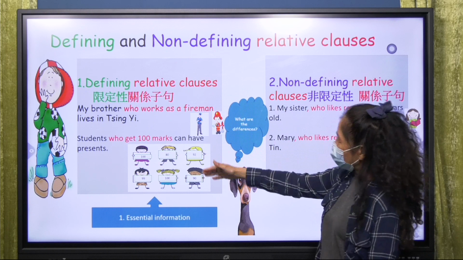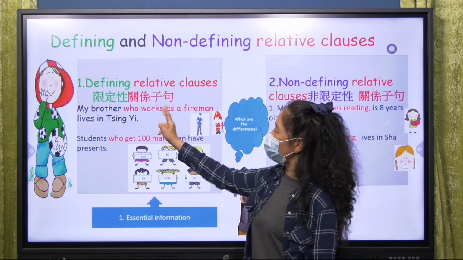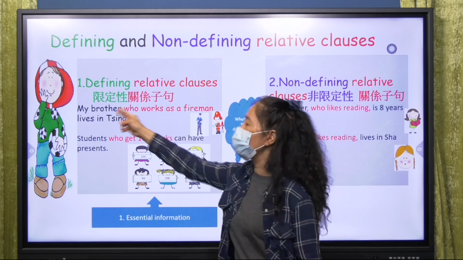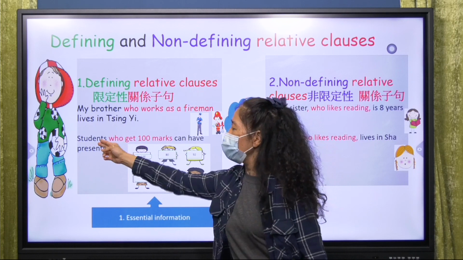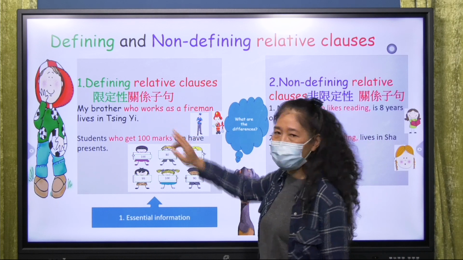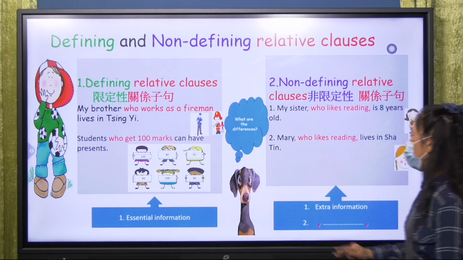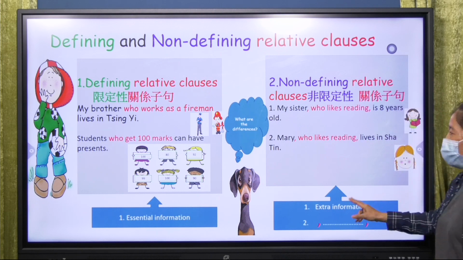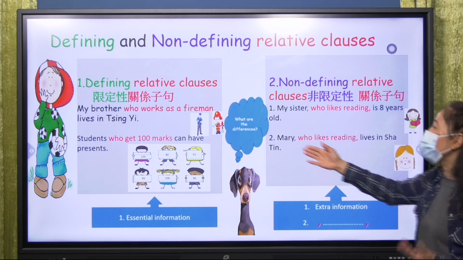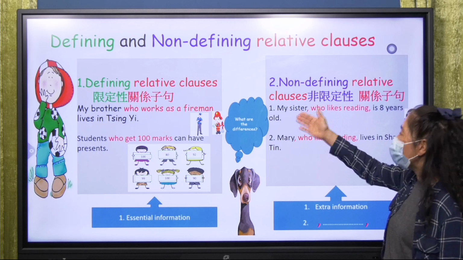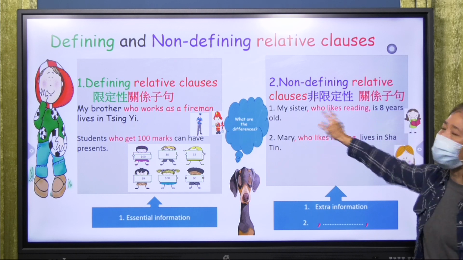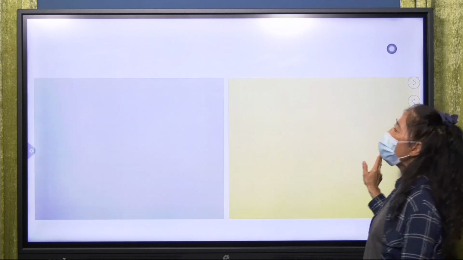Now, defining relative clauses, okay? By having these relative clauses, they give very important information. Let me know which brother. Let me know which students, okay? Very important information. Without this, I don't know what you are talking about. But non-defining is extra information, okay? Without this, I still know you are talking about Mary. I still know you are talking about your one and only sister. And secondly, okay, there should be commas. There should be commas.